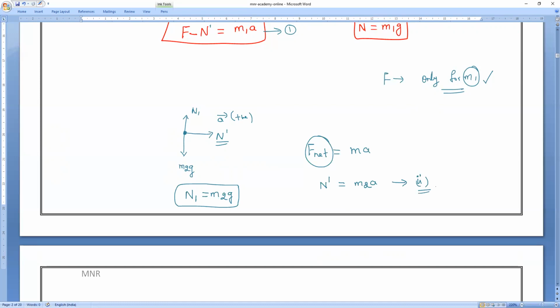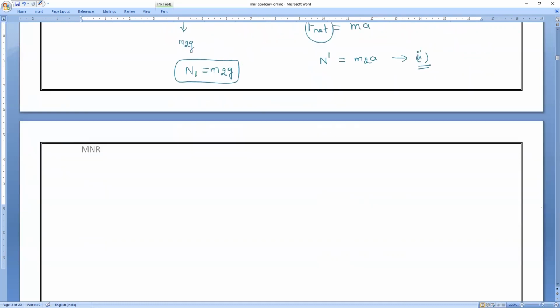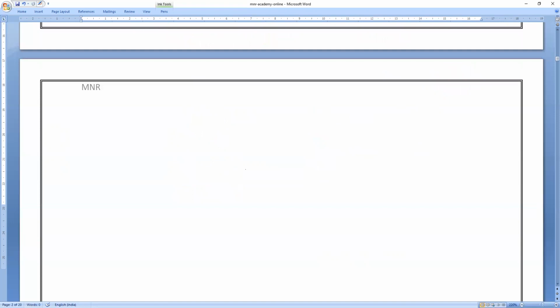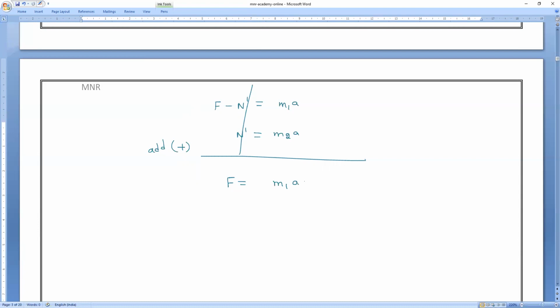So this is equation number 2. Now both equations: the first equation is F minus N dash is equal to M1A. Then N dash is equal to M2A. So add both the equations. What will happen? N dash will get cancelled. F is equal to M1A plus M2A, that is A times (M1 plus M2).